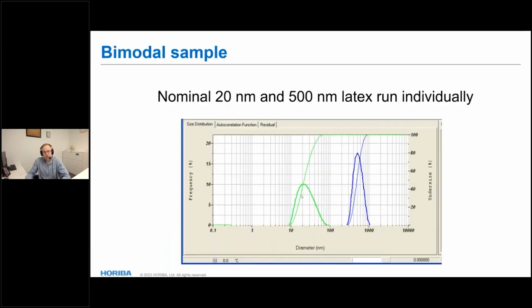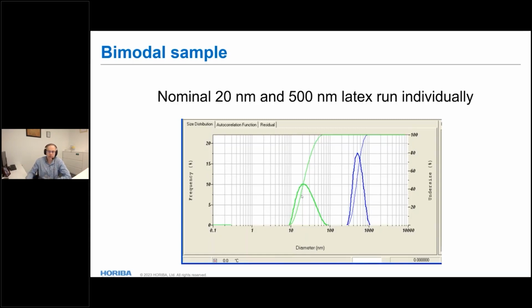And let's start with two buckets of particles. I have my green bucket with 20 nanometer latex and my blue bucket with 500 nanometer latex. And I run each individually. Now, if you remember the earlier measurements where I had very tight repeatability, you probably figure out pretty quickly that, hey, if I have a bucket of 20 nanometer and a bucket of 25 nanometer latex, I could differentiate between those buckets quite readily. And in truth, you can really do that with DLS.